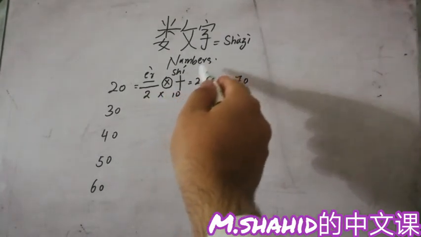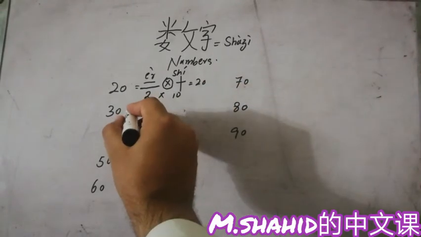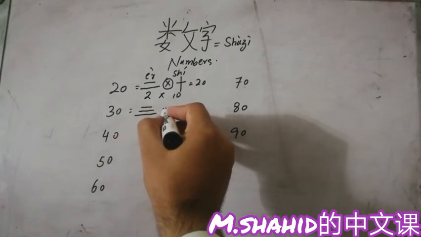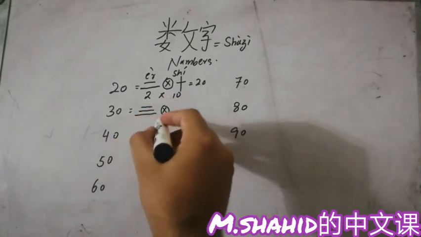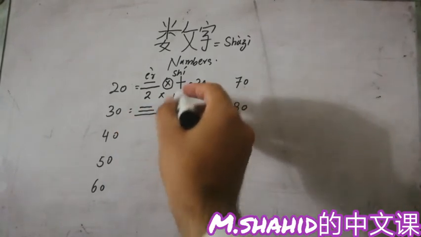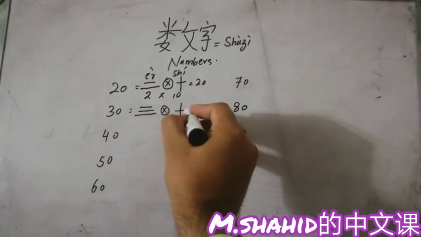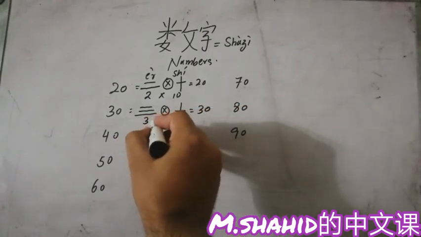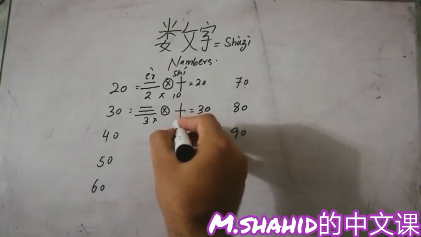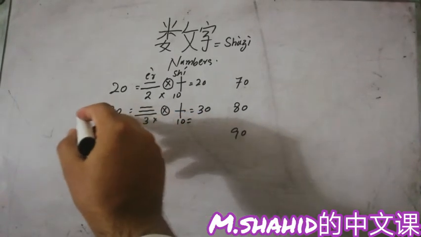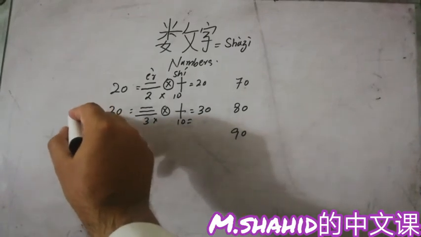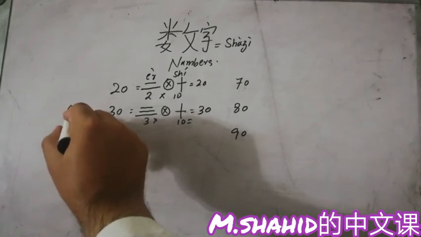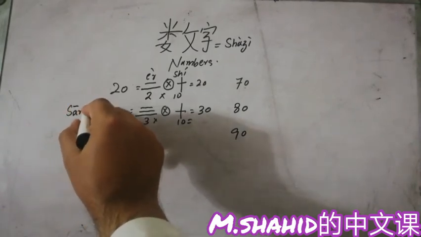R 10, R 10. And for this one, you just need to know the character for 3, and for writing 10, so it will become 30. It is like 3 multiplied by 10. So you just need to write it over here, and it will be like 30.